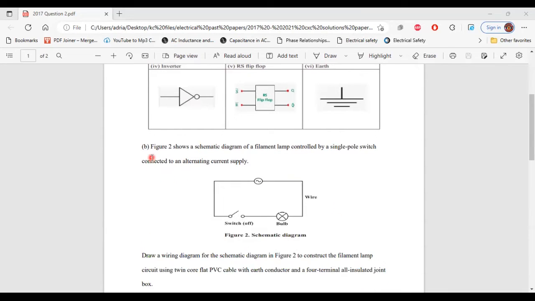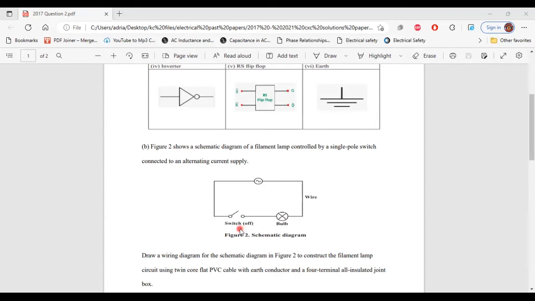It says, figure two shows a schematic diagram of a filament lamp controlled by a single pole switch connected to an alternating current source. So here is figure two. We have the light bulb here, which is being controlled by a one-way switch or a single pole switch, and it is connected to an alternating current source. And here's the symbol for the source. So that's it for figure two.